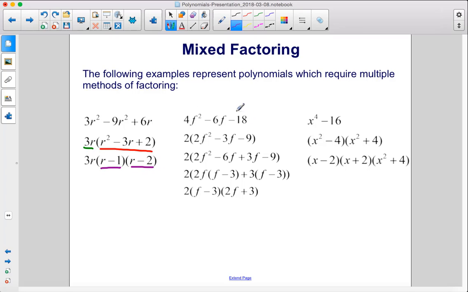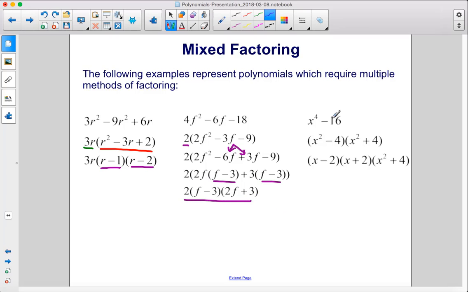In this example, first we take out the greatest common factor, 2, and we're left with a trinomial where a does not equal 1. So we split the middle term into two terms, found a common binomial, and then we are left with our answer here.